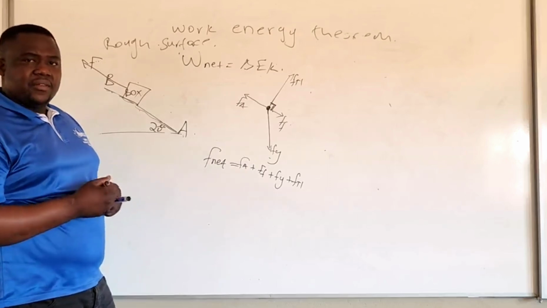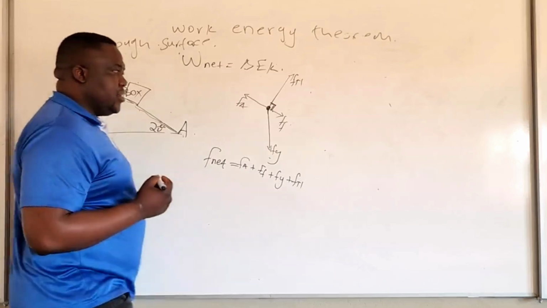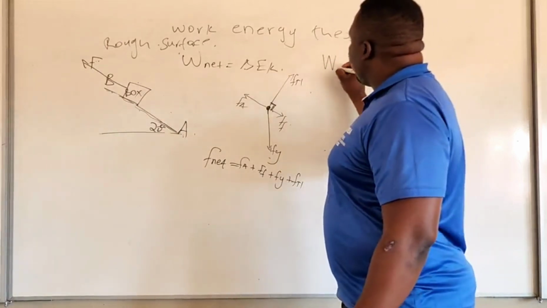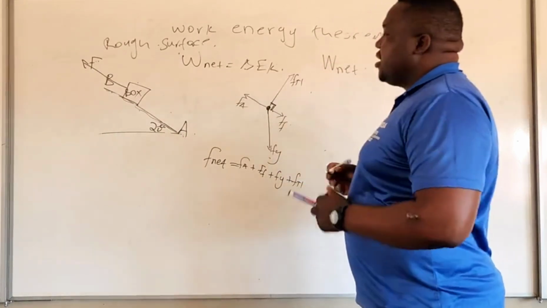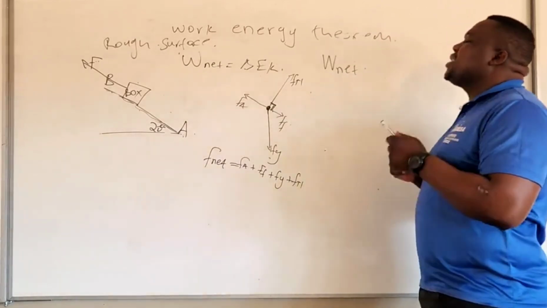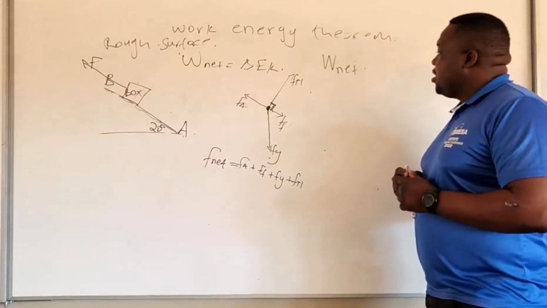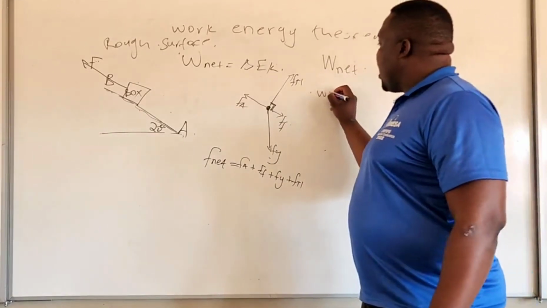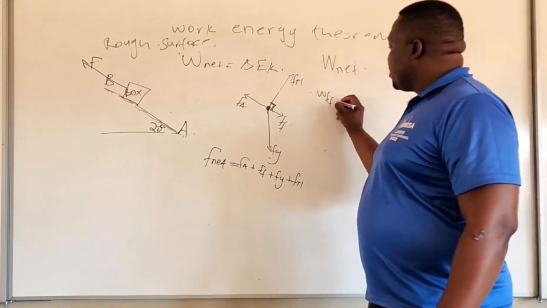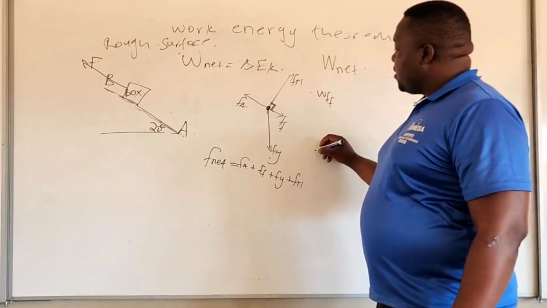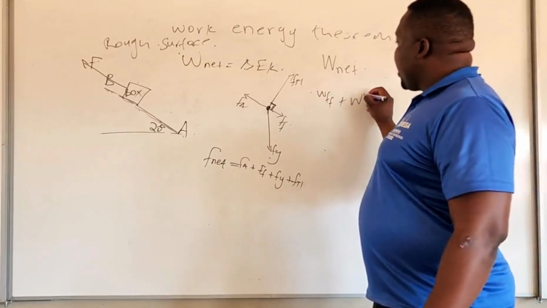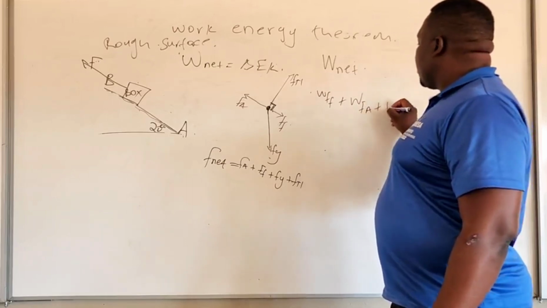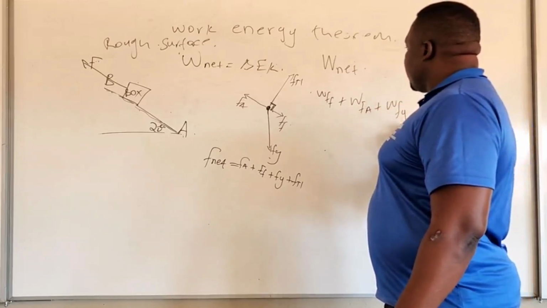So what does it mean when we explain that in terms of net work? It means that net work is the sum of the work done by all the forces. It means I'm going to say work done by frictional force, plus work done by applied force, plus work done by gravitational force.